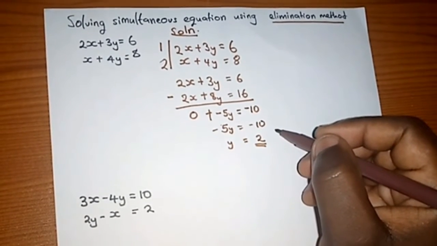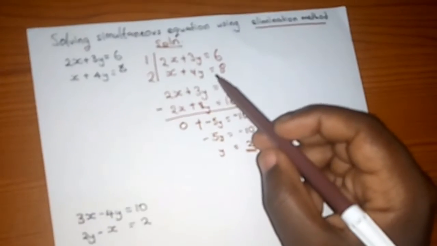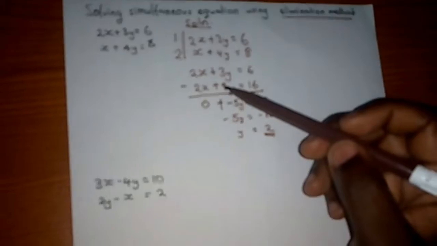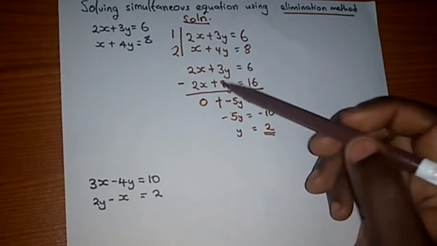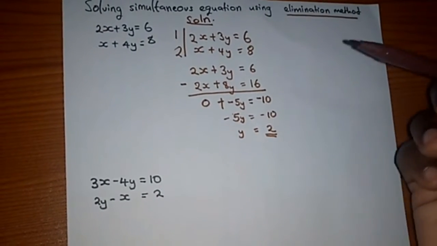Yes, hope we are still together. So you have eliminated the x for this part because you wanted to find the value of y, and you found the value of y, which is 2, for this first equation. So let's find the value of x.